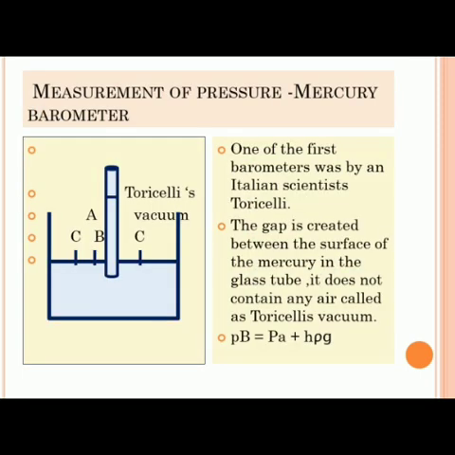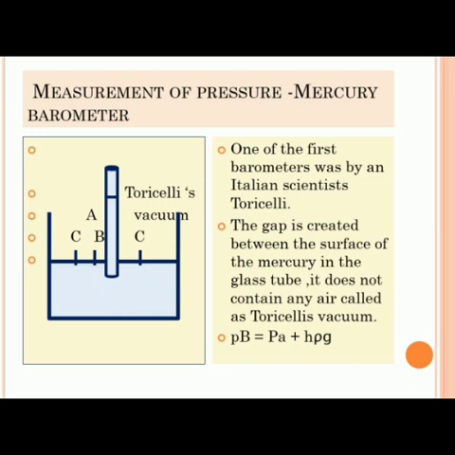After the applications, students, let us proceed to the measurement of pressure. The instrument used is a mercury barometer, which you can see in the diagram. You can see a tube immersed in a tumbler filled with mercury, and there is a small vacuum called Torricelli's vacuum. One of the first barometers was made by an Italian scientist named Torricelli. The gap is created above the surface of the mercury in the glass tube and it does not contain any air inside it. That is why it is called Torricelli's vacuum.